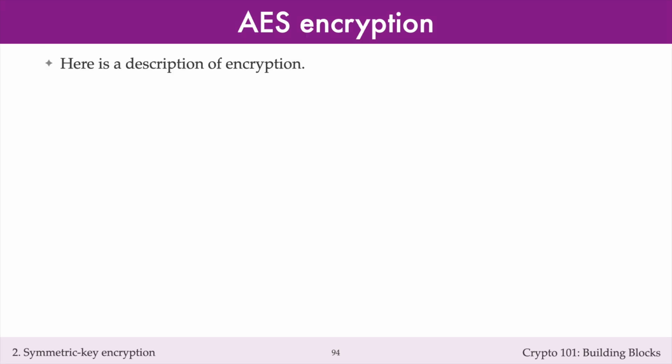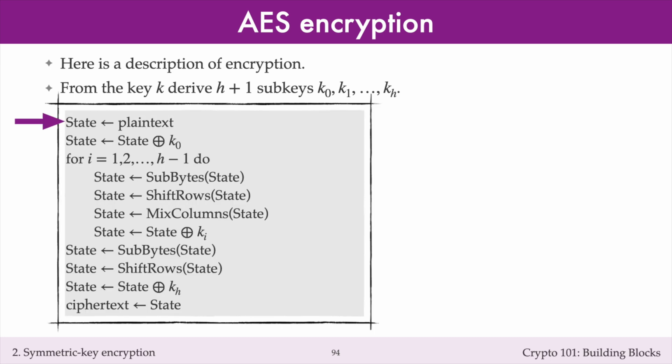Here now is the AES encryption function. Recall that the AES secret key k is a bit string of length 128 bits. From k, the key scheduling algorithm is used to derive h plus 1 subkeys denoted k0, k1 up to kh. Each subkey is a bit string of length 128 bits. We initialize the state to the plaintext block and add the first subkey k0 to the state.